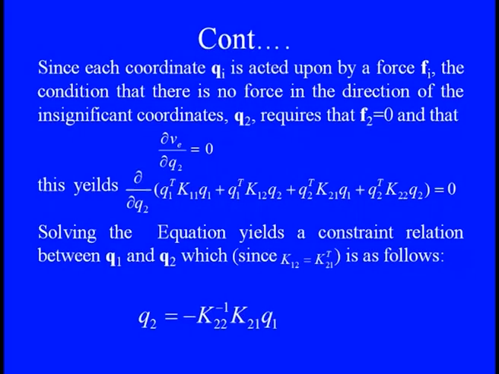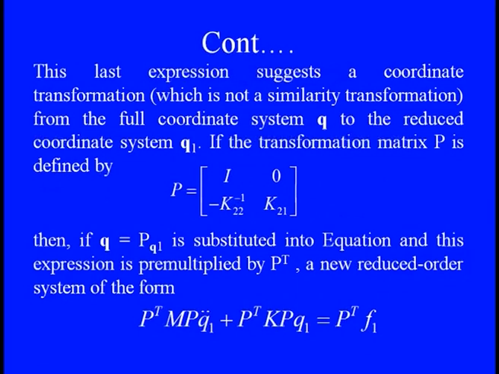And if we solve the equations, then certainly we have the constraint relation between Q1 and Q2, as Q2 is nothing but K22 inverse K21 Q1. Here we are simply saying that K12 and K21 transpose are the same. So when we put that in, we have Q2 equal to minus K22 inverse K21 Q1.